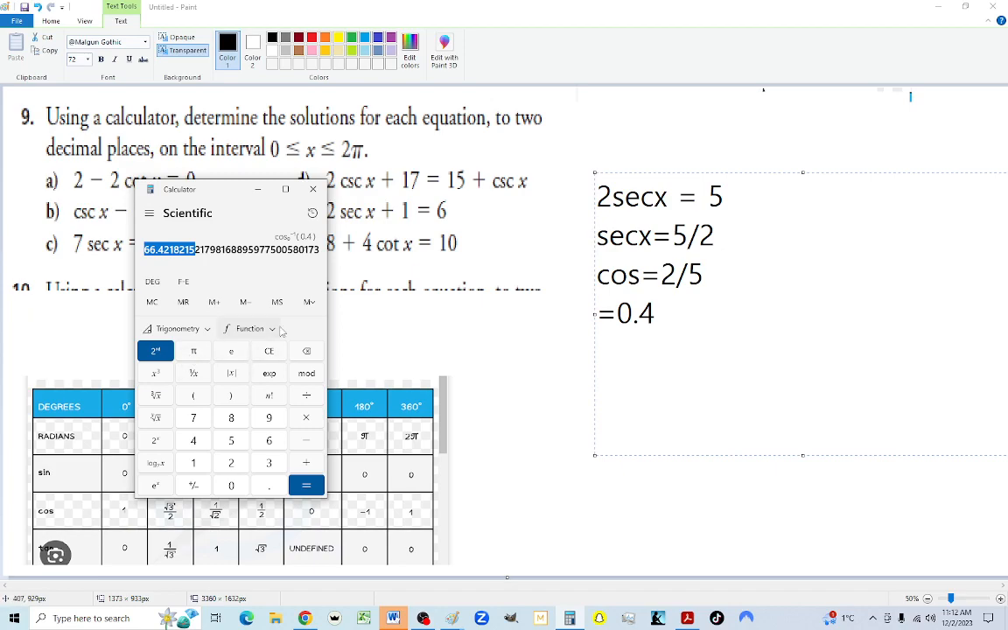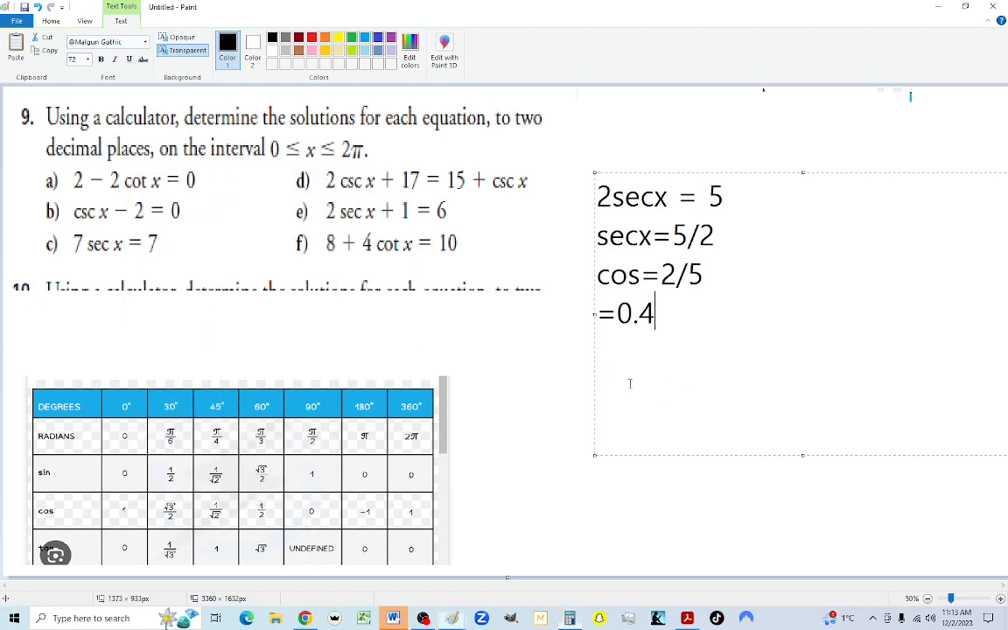So we're going to just work in radians then, since they want radians. So we're going to take 0.4 and arc cosine it, and we get this many radians. And to figure out which quadrant cosine is positive, we're talking about quadrant 1. So this is the first answer. And quadrant 4, which will be 2 pi minus that.